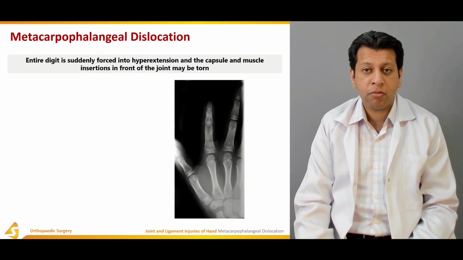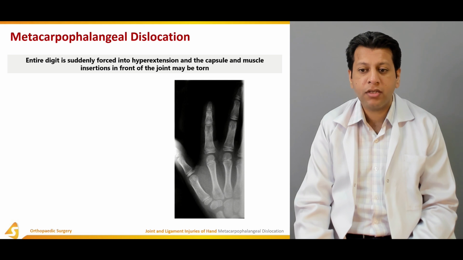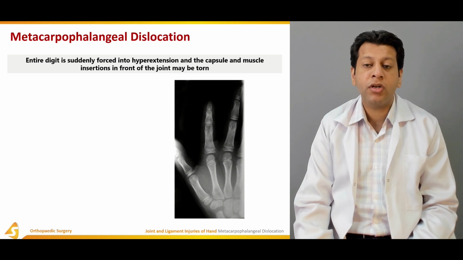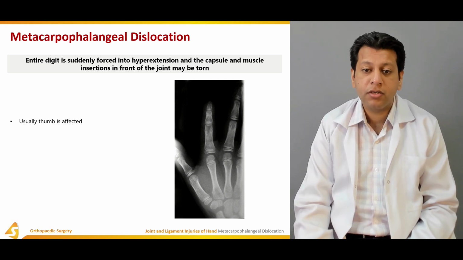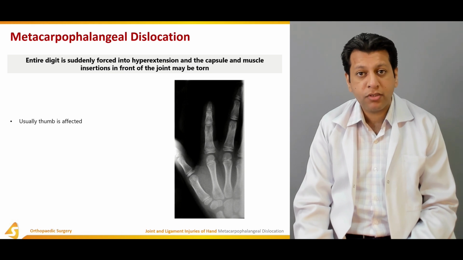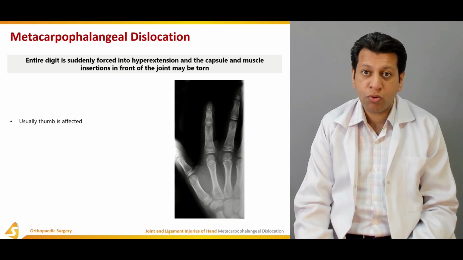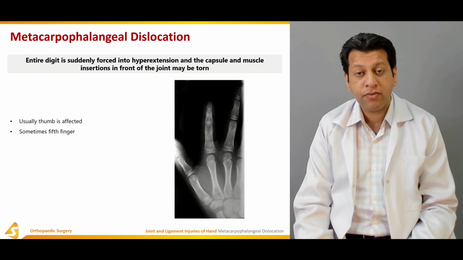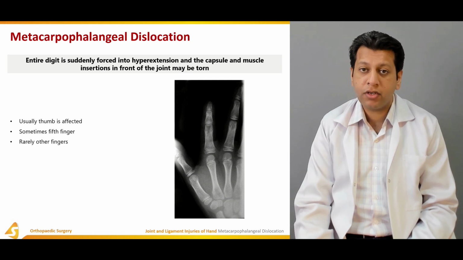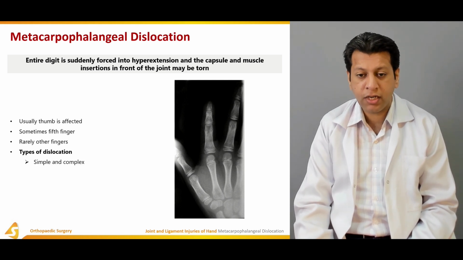So what is metacarpophalangeal dislocation? It is when an entire digit is suddenly forced into hyperextension, and the capsule and the muscle insertions in front of the joint, that is on the palmar side, may be torn. Usually the thumb is the most affected part, as it is the most mobile in the hand. Sometimes the fifth finger is involved, and rarely other fingers, but they can be involved at times as well.